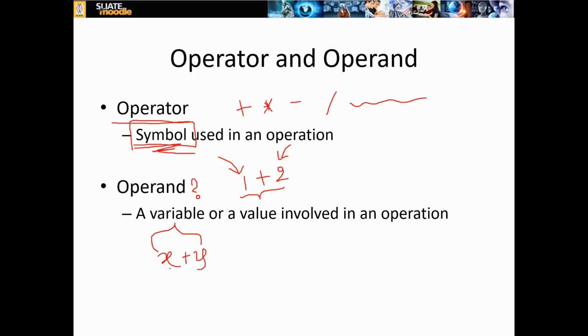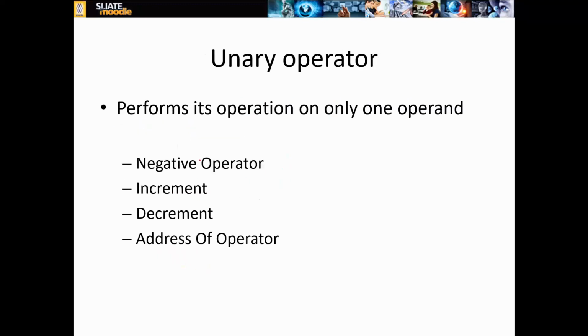So in this case, x is a variable. Assume that this is int x, right? y is again a variable. Assume that this is int y. Then we can add these two together. And in that case, these two variables, x and y, become operands. Right? So that is the difference between operators and operands. Operators are the symbols. Operands are the values or variables that are involved within an operation.